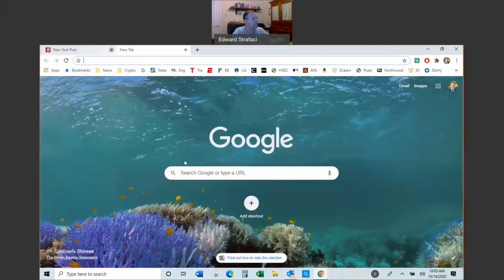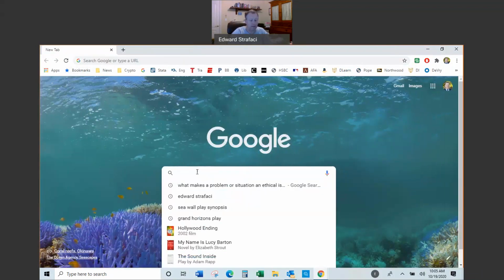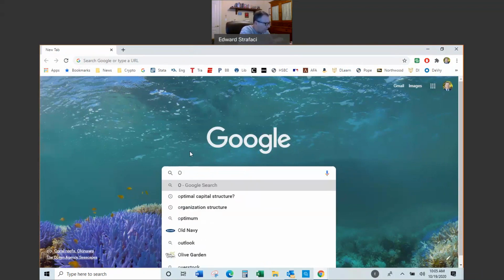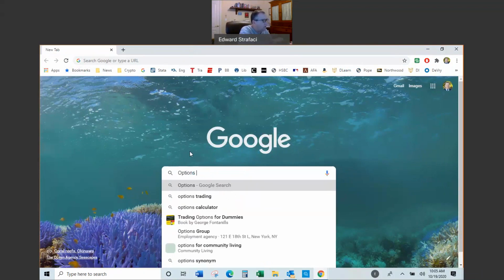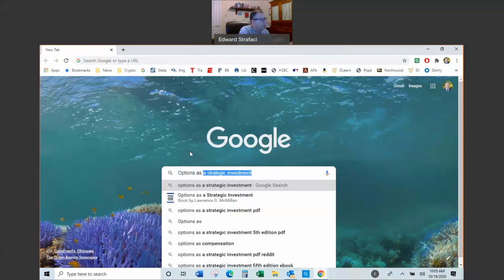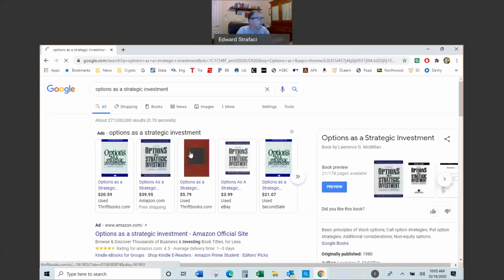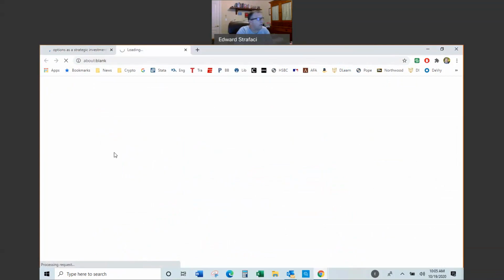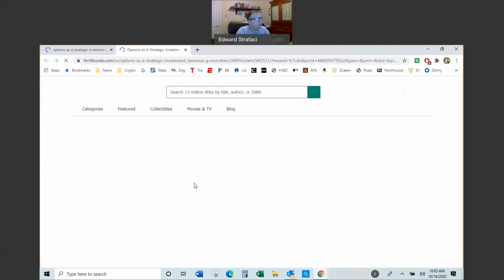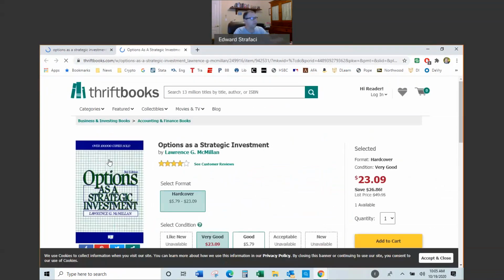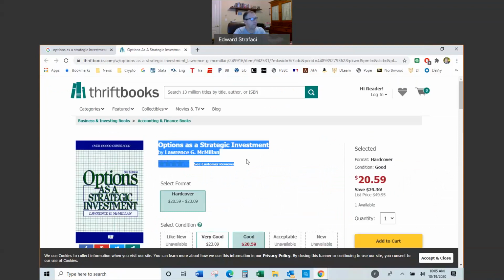All right. So 2 things I would recommend. This book is one of the Bibles of options, very readable, and really anybody who traded options on Wall Street read it. Very readable, very easy to understand. Of course, it deals with options, but options is a strategic investment. So it's a very good book.